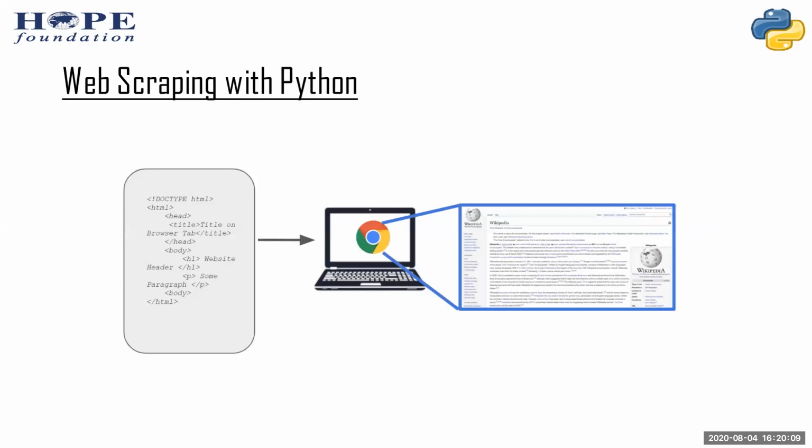Web scraping with Python scrapes the entire HTML code for a page into your Python script. We can scrape entire HTML code, and also we can scrape particular tags. Like you can see here, this is the basic HTML code: doctype, html, head, title, and body. In the body we feed the body content.